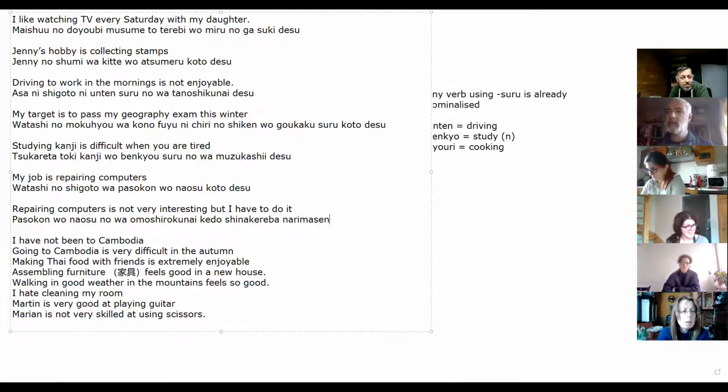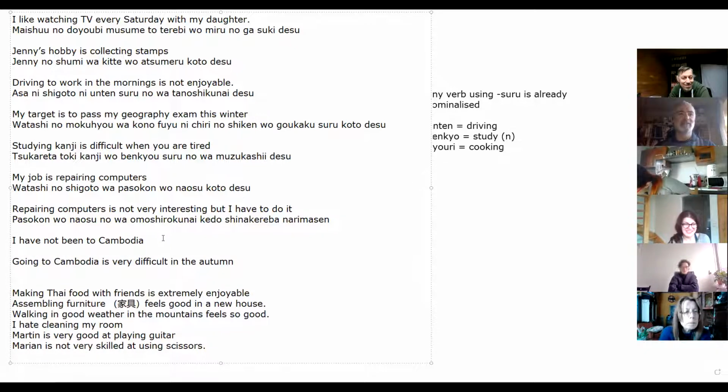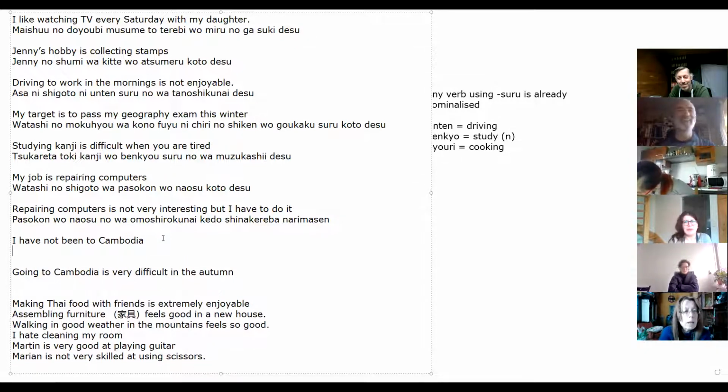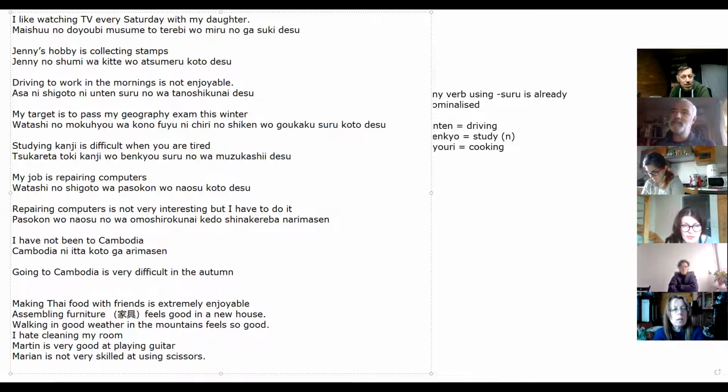Excellent. Well done. Effie, you get a double whammy here. You've got to do two of these. Cambodia. Did you do this before? No. Okay. カンボディアに行ったことがありませんでした。 No? This means I had never been to Cambodia, not I have never been to Cambodia.